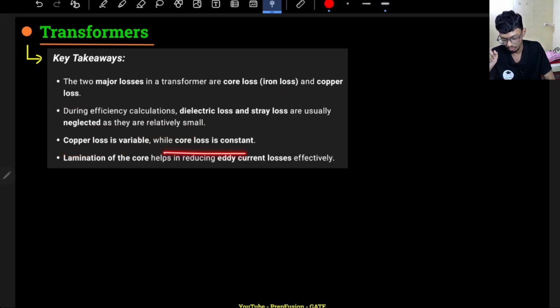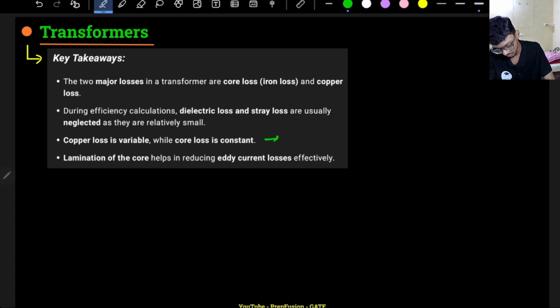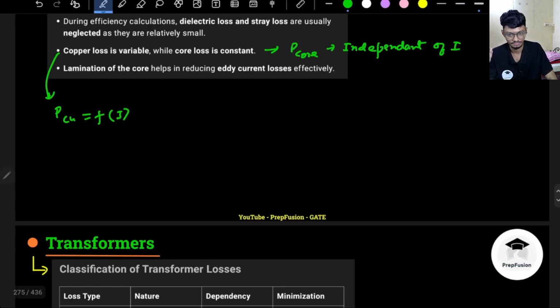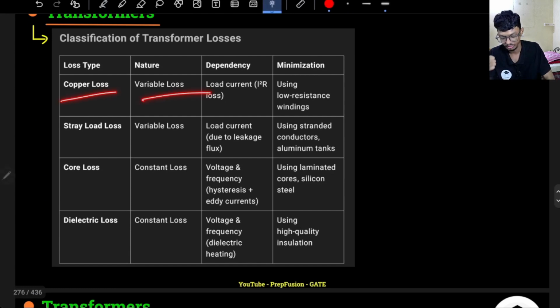Copper loss is variable while core loss is constant. Lamination of the core helps in reducing the eddy current loss. So my P core will be independent of I, and copper loss is variable, that means P copper is a function of I. So when load changes, the copper loss will change, but the core loss will not change. Same thing is written over here. Copper loss is a variable loss, stray load loss is a variable loss. Core loss is constant, dielectric loss is constant.